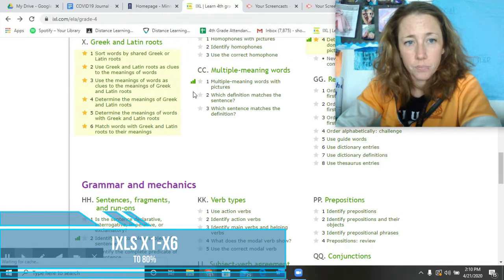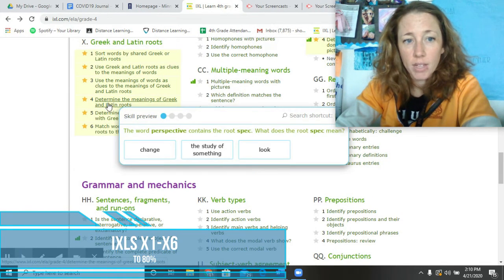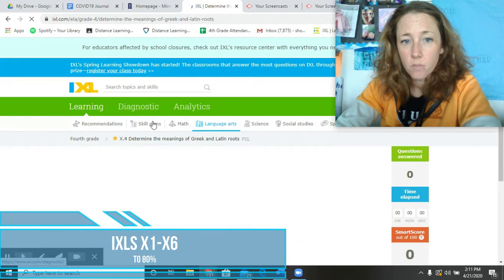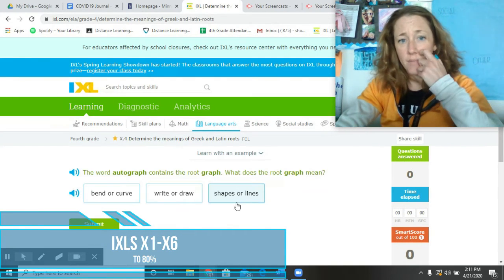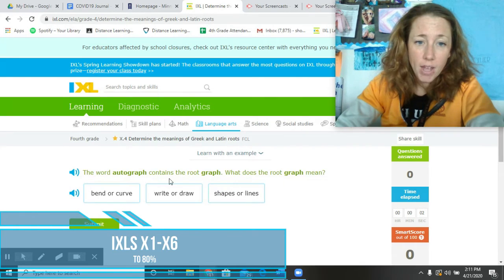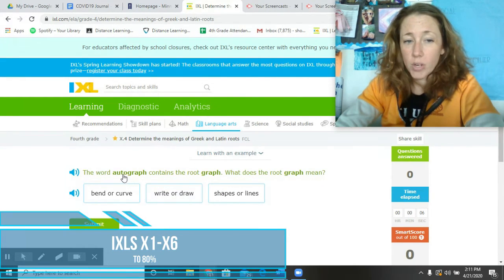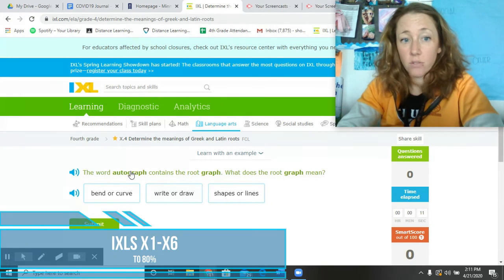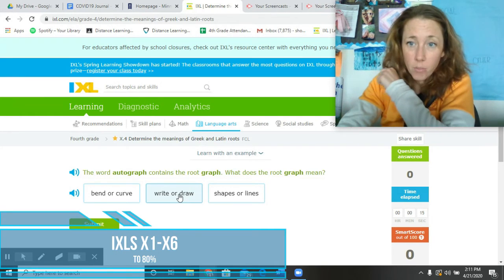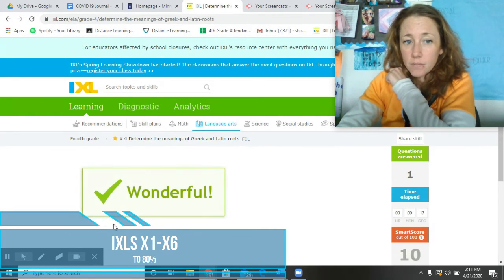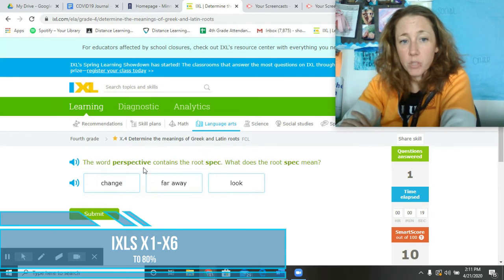X4. Determine the meaning of Greek and Latin roots. Kind of along the same veins of what we've been doing. The word autograph contains the root word graph. What does the root graph mean? So an autograph. We talked about how, just in the last one, autobiography, auto means self. So what does graph mean? An autograph is when you write your name, right? So you're writing it. What is the word perspective? It has a spec. What does the root spec mean?